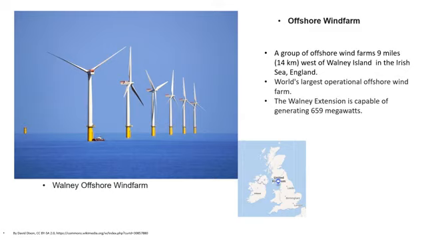As of September 2018, the Walney extension in the United Kingdom is the largest offshore wind farm in the world at 659 megawatts. The Walney offshore wind farm is a group of offshore wind farms 9 miles away in the west direction of Walney Island in the Irish Sea, England. The location is shown in the map.